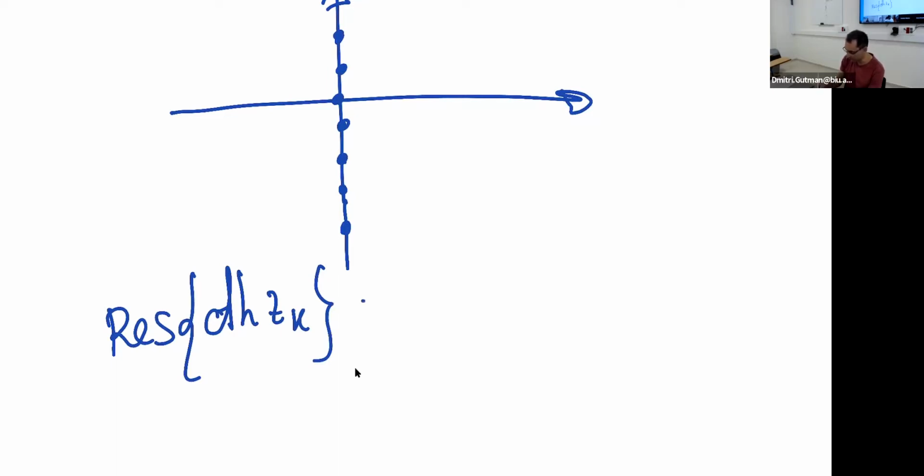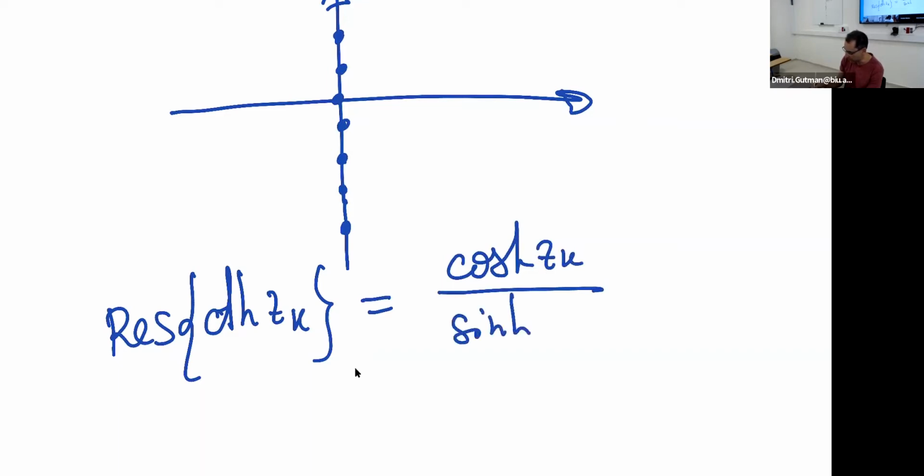Yes, you got it by now. It's a value of cosine at the point zk times the derivative of the hyperbolic sine at this point, which makes it 1.